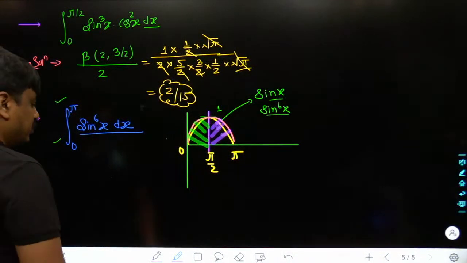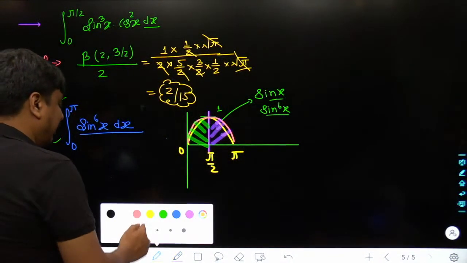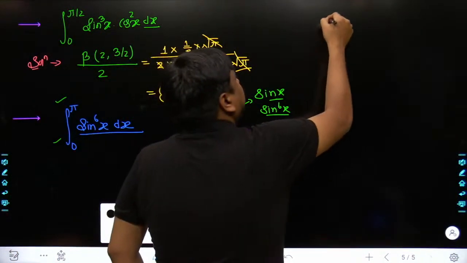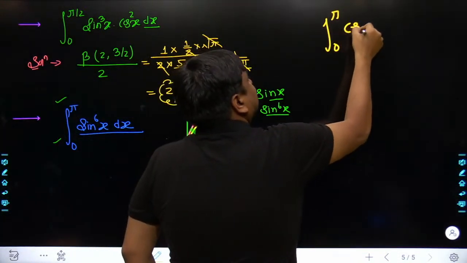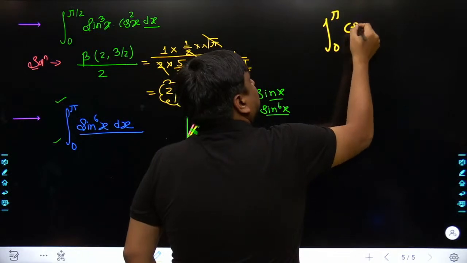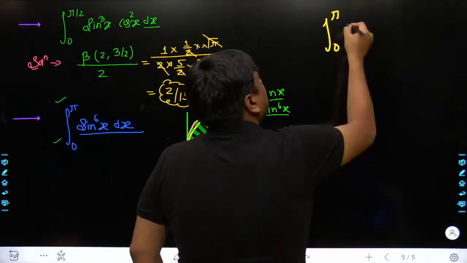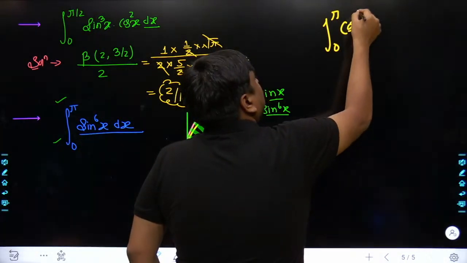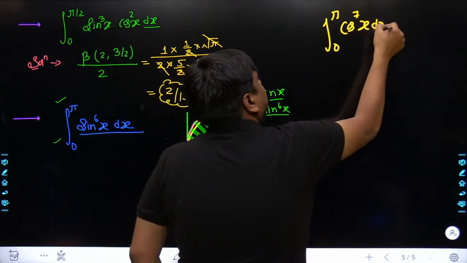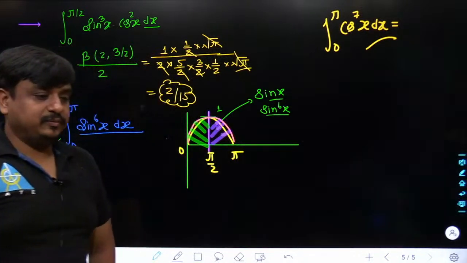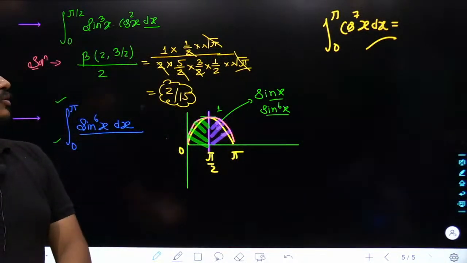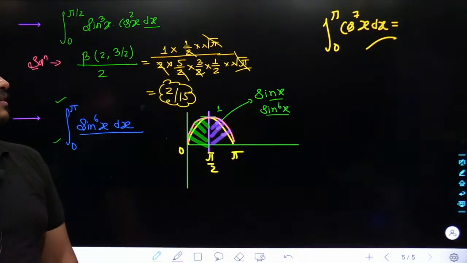And this would be the question where many of the students are going to get stuck. It is the integration of cos raised to the power of 7x dx. Tell me, what would be its worth?